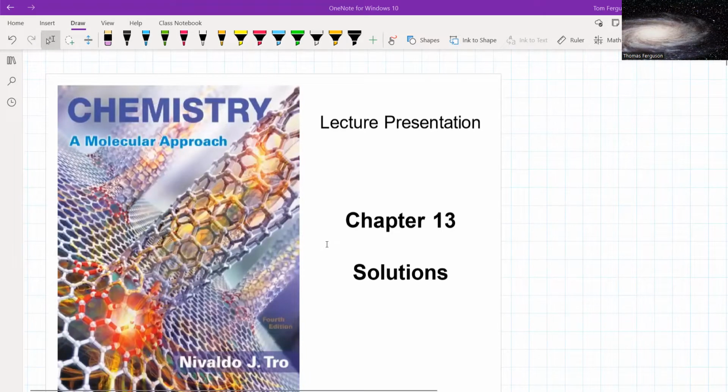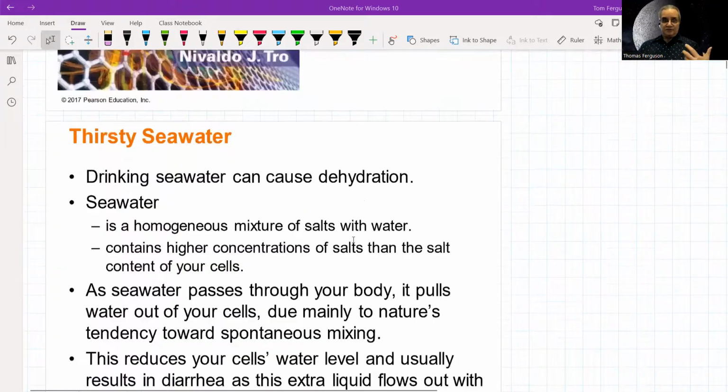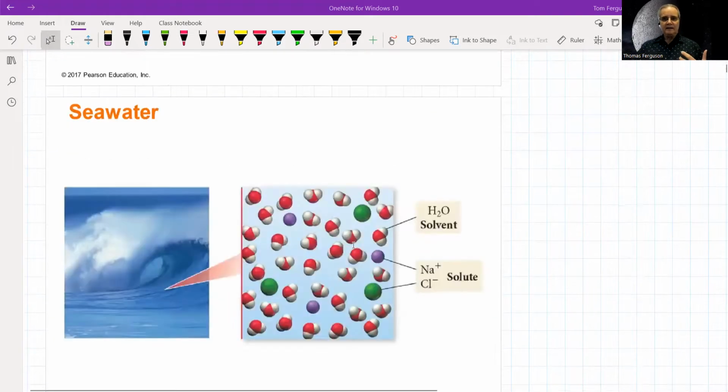Okay, so we've talked about solutions already. This just goes into significantly more depth. All right. So we haven't really defined formally what a solution is. Okay.